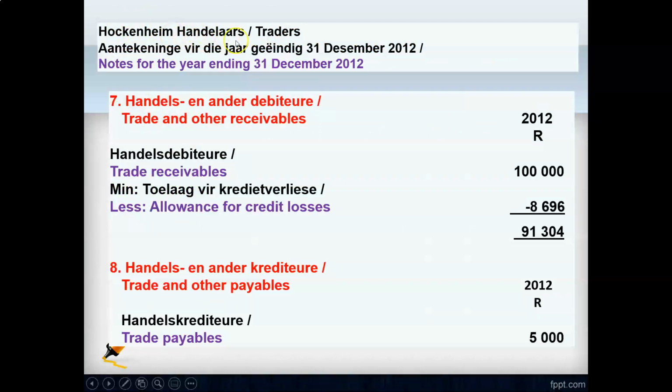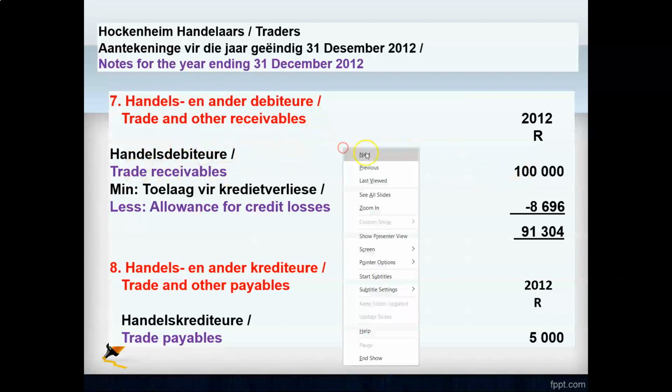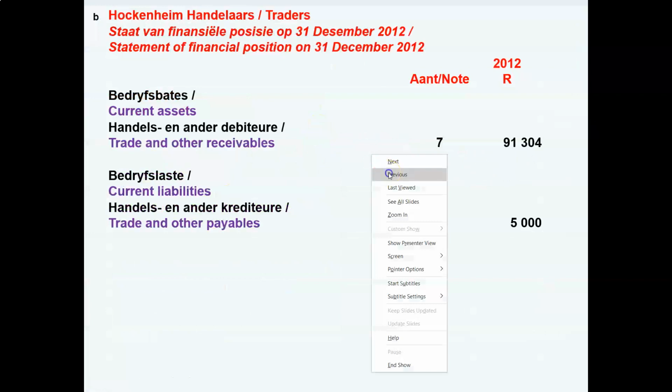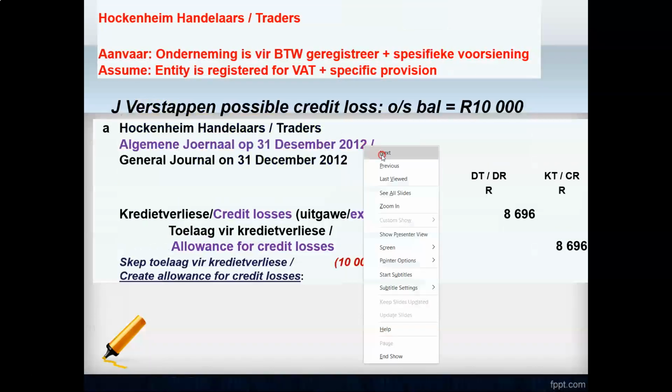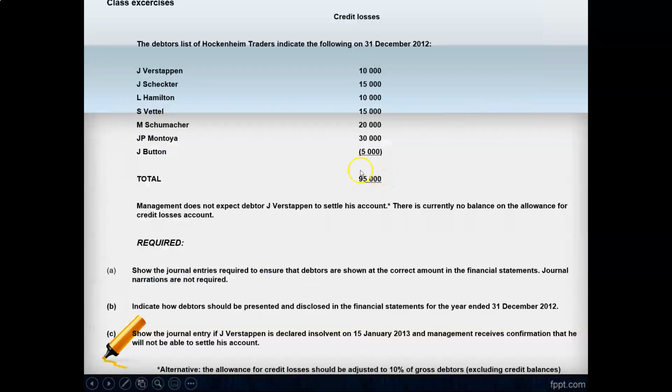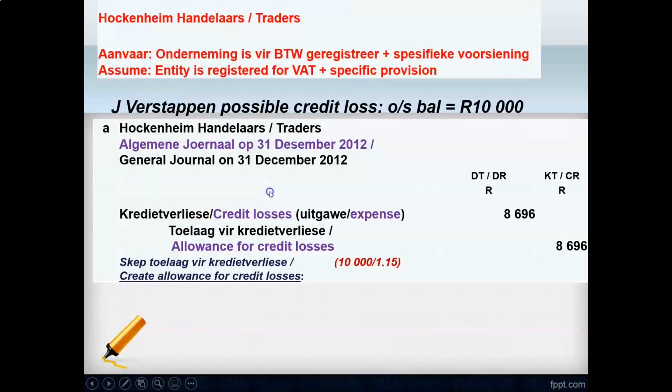Again, your notes have a proper heading: Hockenheim Traders, notes for the year ending 31 December 2012, 2012 Rand, and then note number 7, trade and other receivables. Trade receivables equals 100,000 Rand, guys. 100,000 Rand. Go to the question. Not 95. The actual amount of debtors was 100,000 Rand.